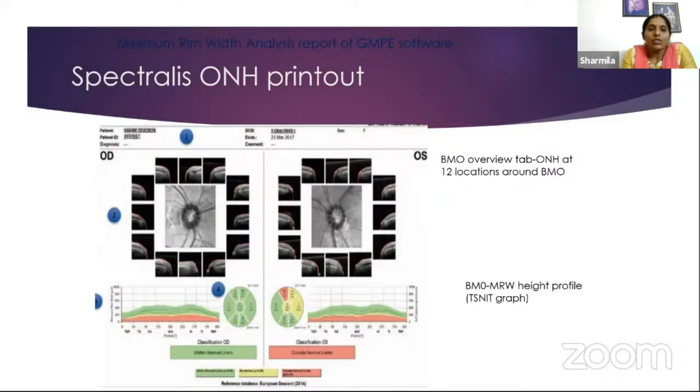So this is a Spectralis ONH printout, where you get the Bruch's membrane opening minimum rim width measurements, and these are taken at 12 locations around the optic disc. And just like an RNFL profile, this is also given in a graph, that is the temporal, superior, nasal, inferior, temporal graph, and each parameter is color-coded. So it's very easy to interpret, but we should not go only by the colors. Rather, you have to look at the measurements, you have to look at the thickness at each quadrant.